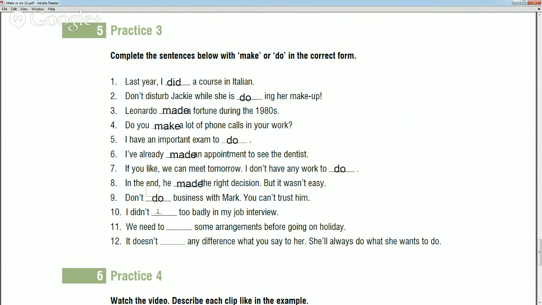Number 10. I didn't do too badly in my job interview. Okay. Number 11. We need to make some arrangements before going on holiday. Perfect. And number 12. It doesn't make any difference what you say to her. She always does what she wants to do.